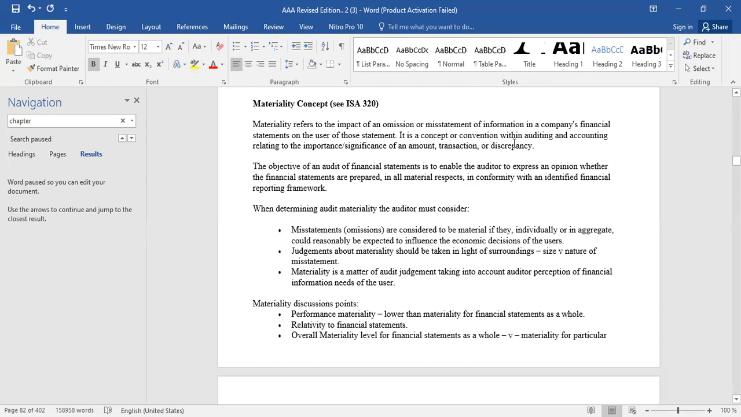So it is a concept. Materiality is a concept within auditing and accounting relating to the importance or significance of an amount, transactions, or discrepancy. And of course, we are talking about these things. These are information, these are data. They are information in terms of figures. So the significance or the importance of such information, is it so important that it can make you change your mind? Yes or no? That depends on the user.